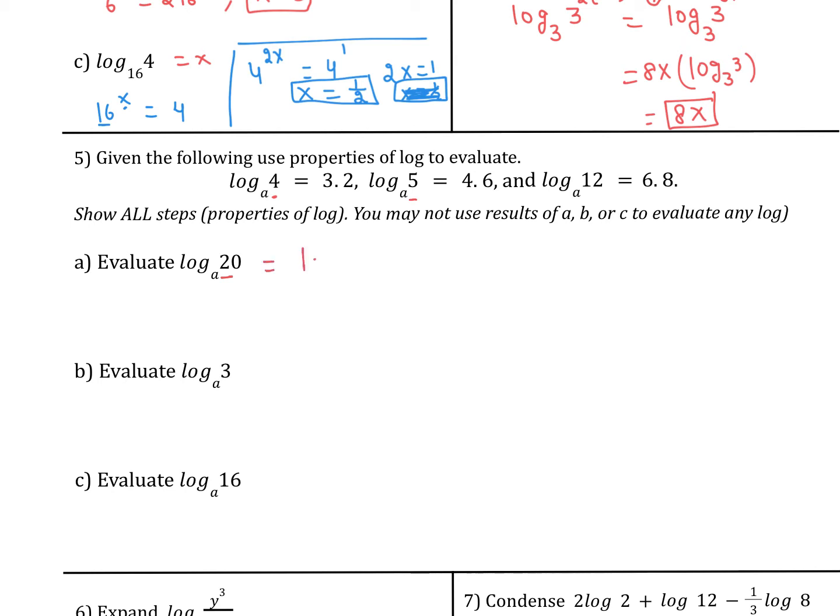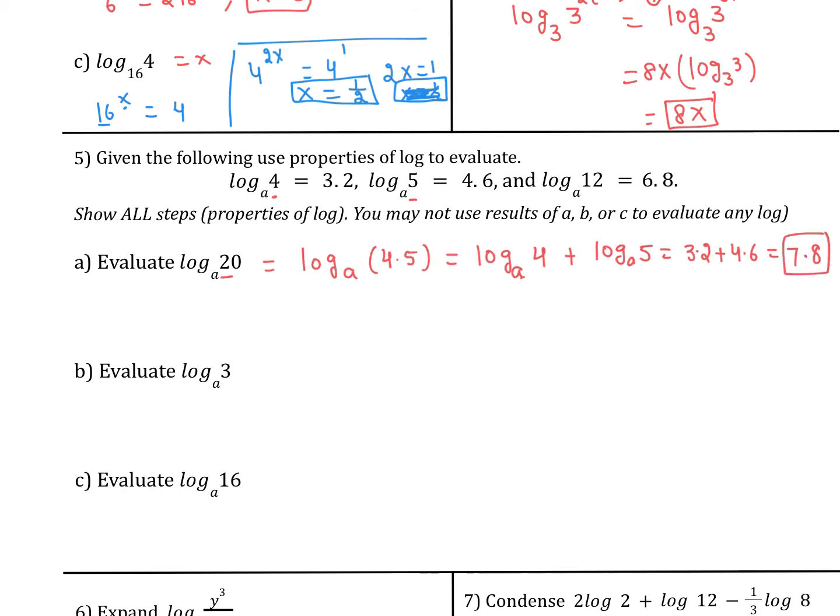So I'm going to break this 20 as 4 times 5 and apply the product property, which is log of 4 plus log of 5, and that is 3.2 plus 4.6.